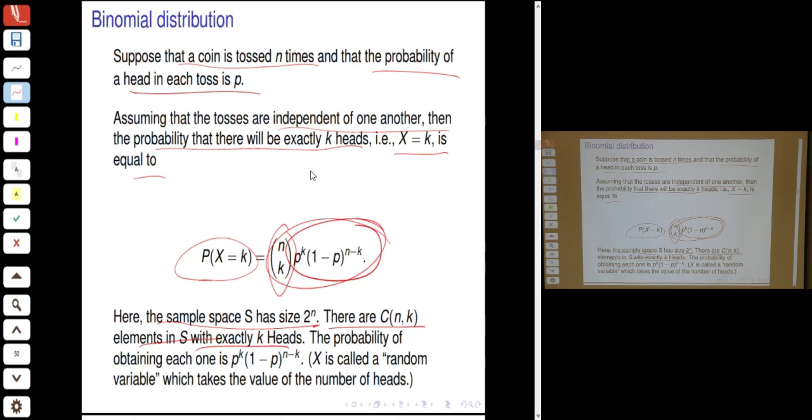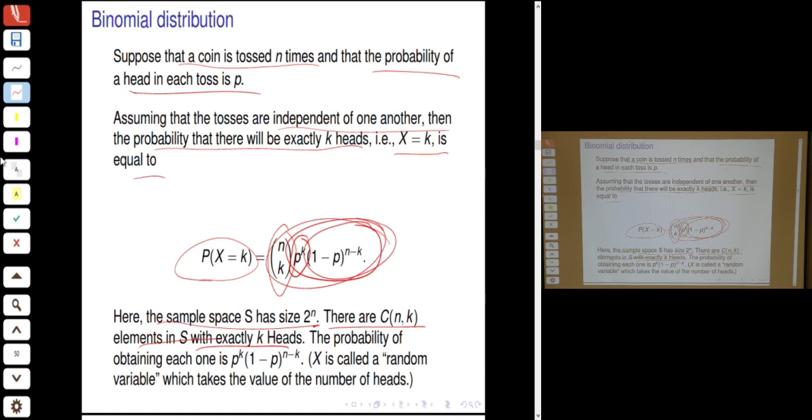Each toss is independent of the others. So, for the k H's you get p to the k, p multiplied with itself k times because of k independent heads, and 1 minus p for each tail, and there are n minus k tails. So, n minus k factors of 1 minus p multiplied with each other, giving 1 minus p to the n minus k.